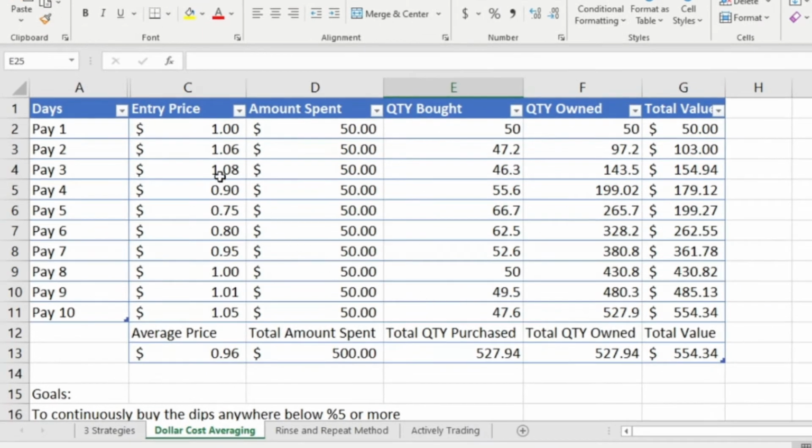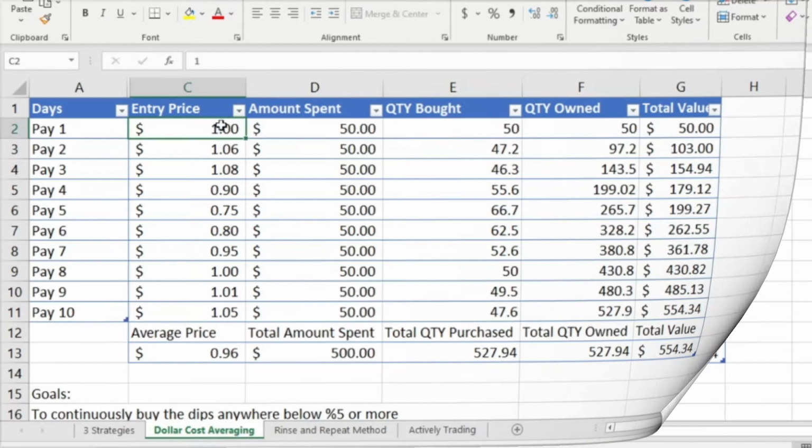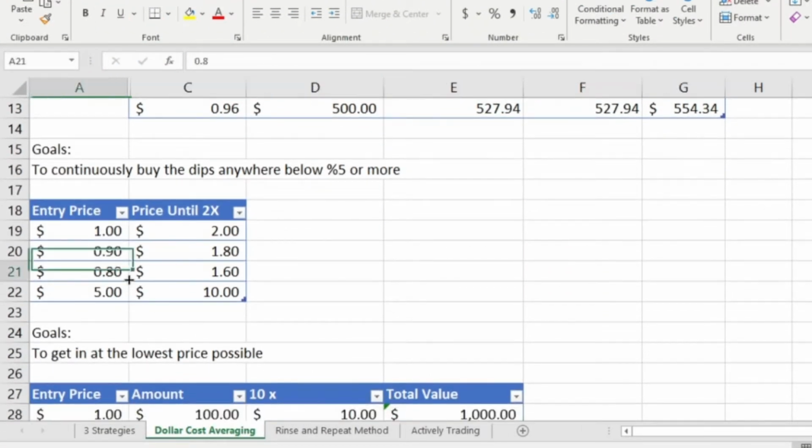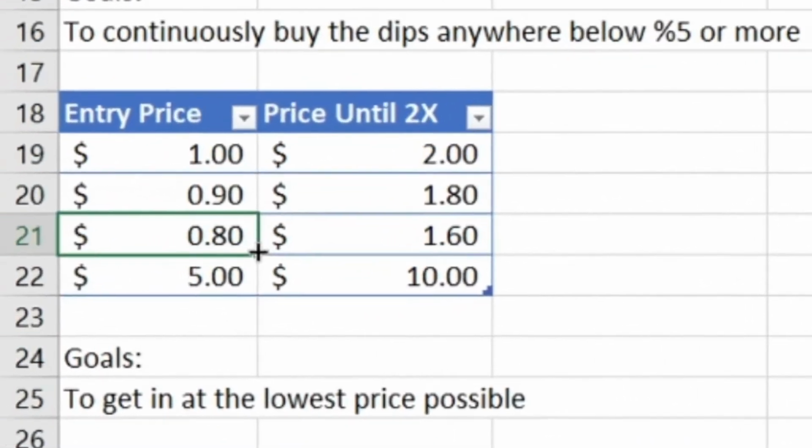If you notice, I try to buy when the prices dip below my initial entry price. To understand why this is important, take a look down here. From my entry price of $1 to 2x my money, the price will need to go to $2. But if I buy it when it dips to 90 cents, the price it has to go for it to 2x is decreased to $1.80. And if you notice, that's not even a whole dollar increase.